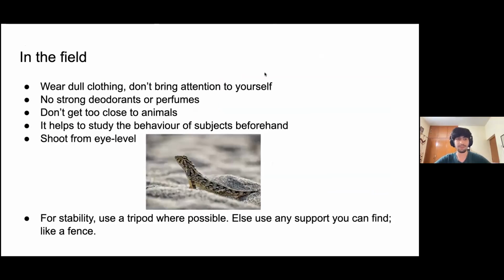So finally, you're going to be in the field when you're photographing wildlife. So there are some general guidelines that apply to this, even if not strictly related to photography. So you want to wear dull clothing and not bring any attention to yourself. Be quiet. Don't wear bright reds, neon colors and all that, because that's going to scare the animals away. It may stress them out. And not only is it going to ruin your chances of getting a good photo, it's also harmful for the environment. And you shouldn't have strong deodorants or perfumes, again, for the same reason.